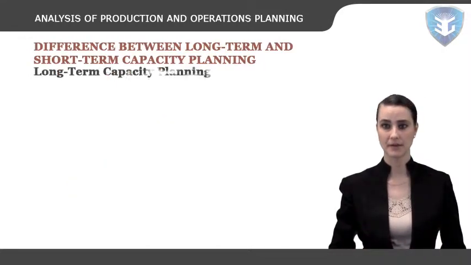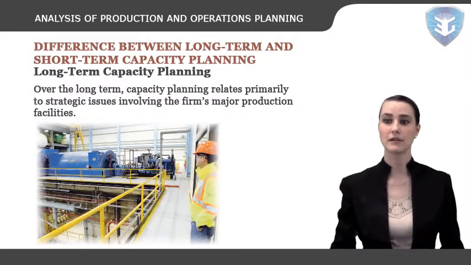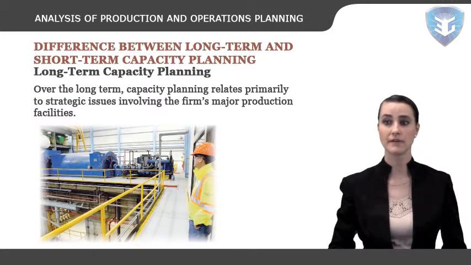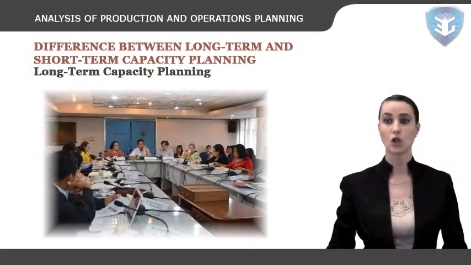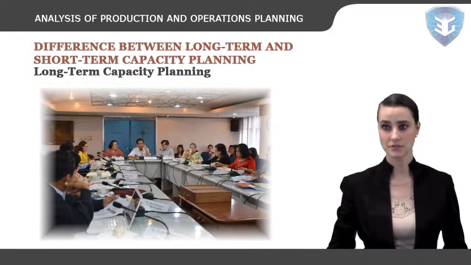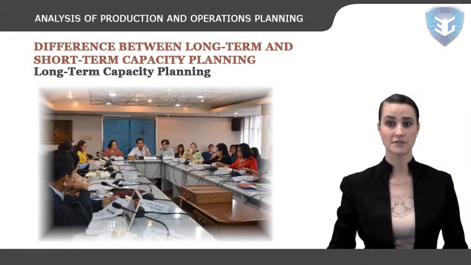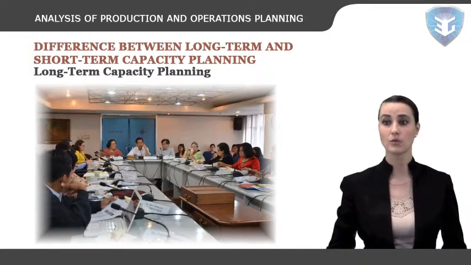Long-term capacity planning. Over the long term, capacity planning relates primarily to strategic issues involving the firm's major production facilities. In addition, long-term capacity issues are interrelated with location decisions. Technology and transferability of the process to other products is also intertwined with long-term capacity planning.